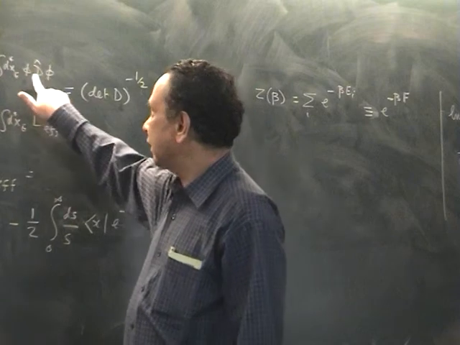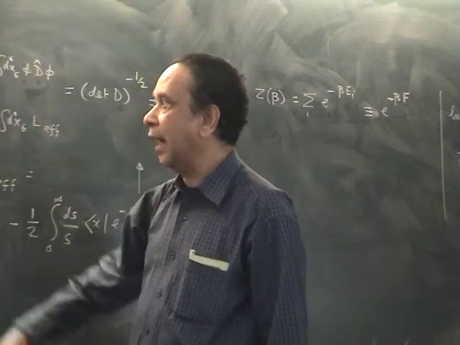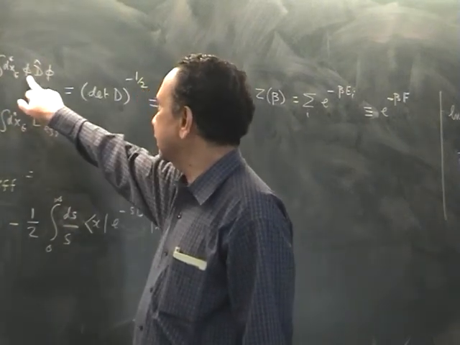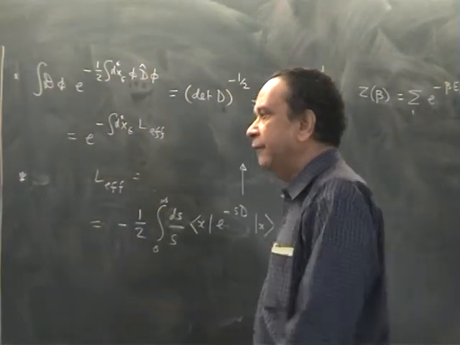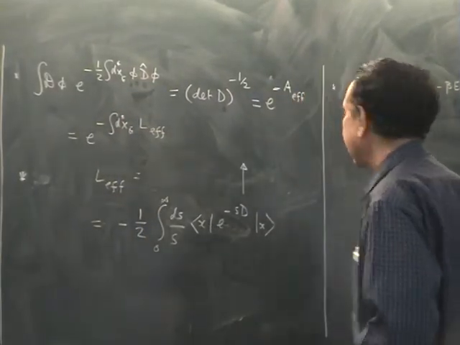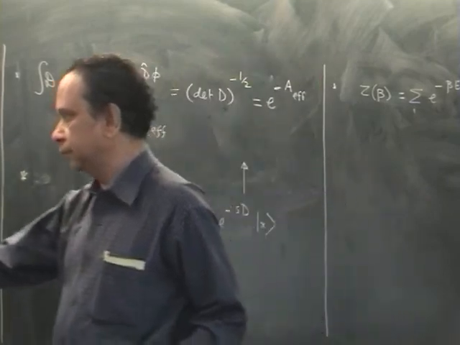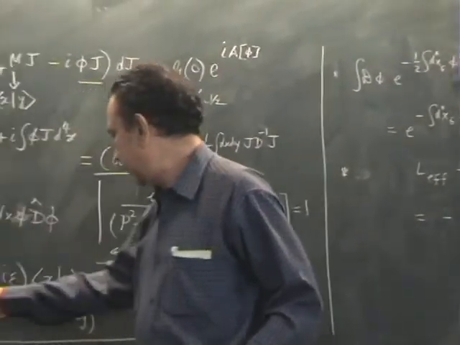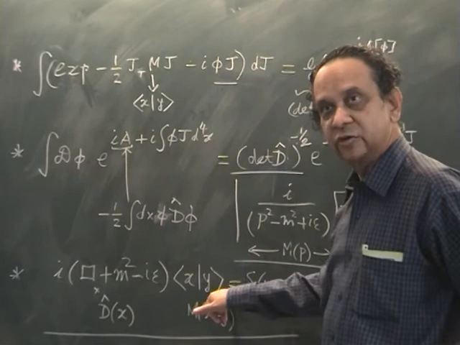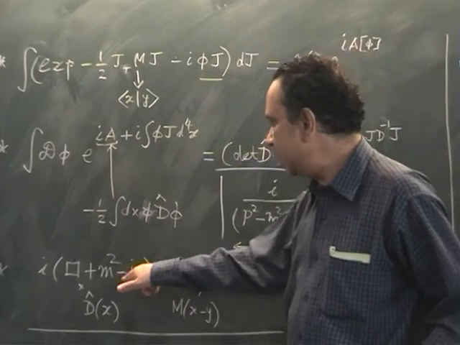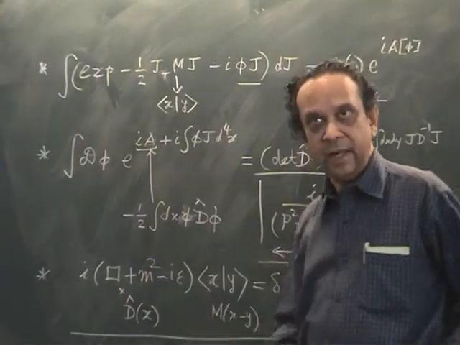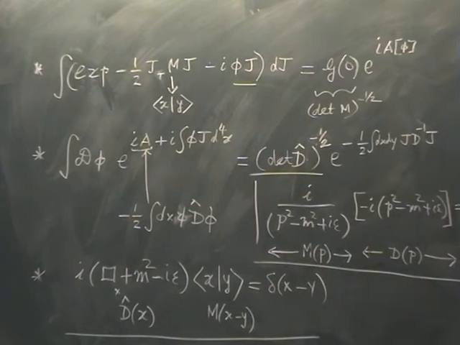Okay, D was defined like this, so we have to track it back. So if I had originally written down this action, this was our D, which was the inverse of this quantity. So the D which I have has a box plus m squared. So let us do that more properly.